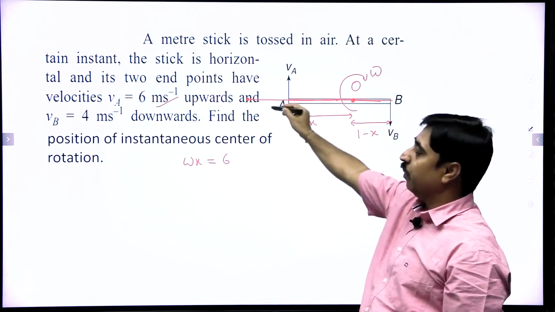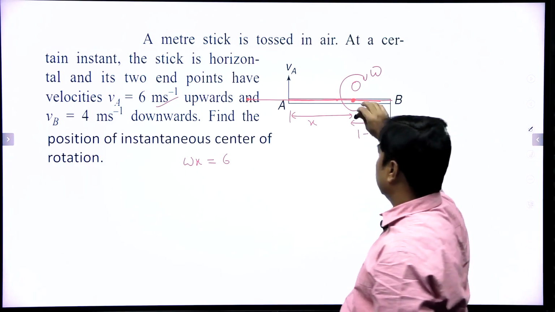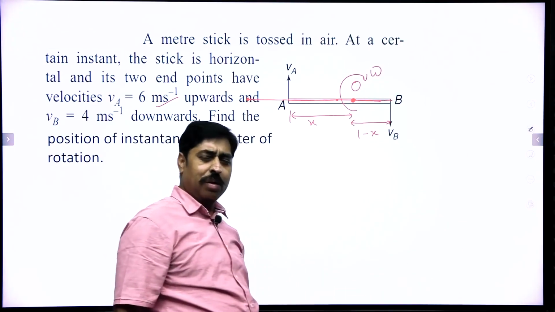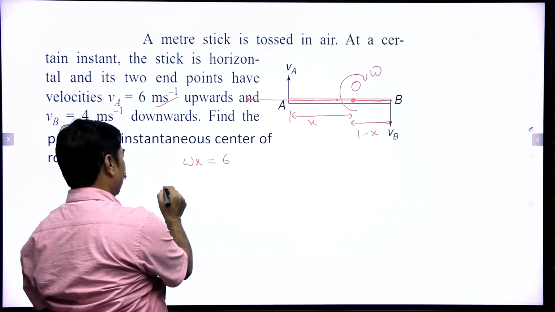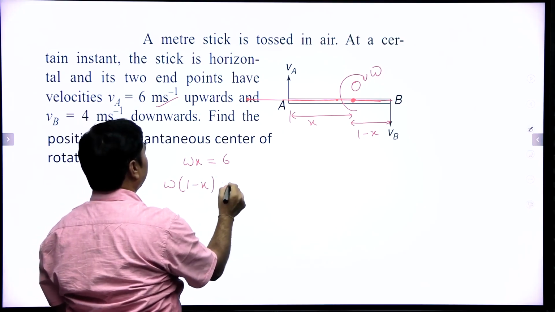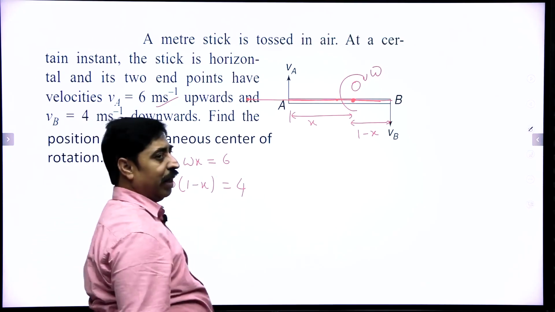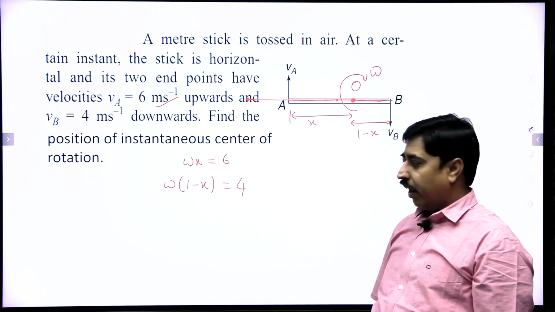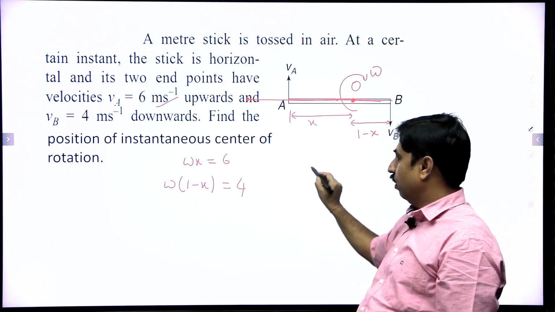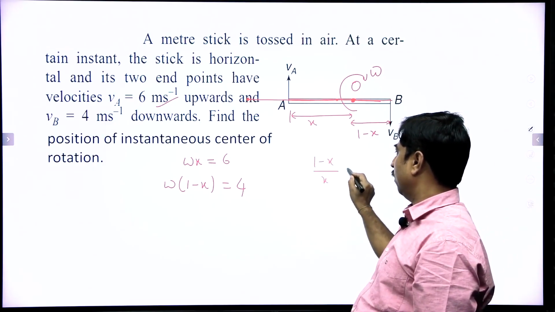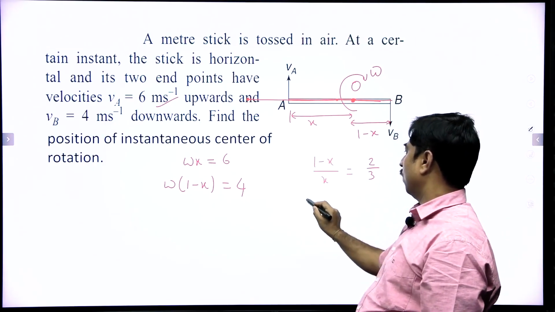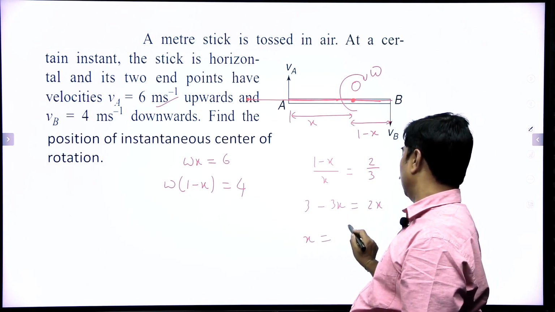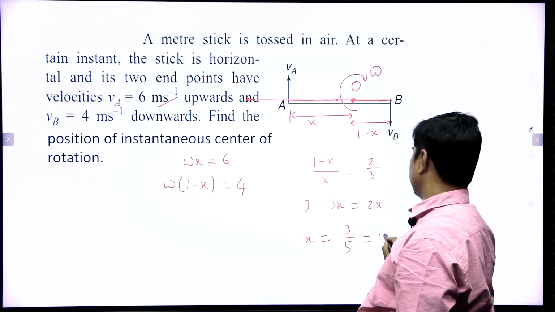This is a meter stick, 1 meter length. So if this stick is spinning like this, velocity of point B of course is downward, and its magnitude will be omega into 1 minus x. What is its magnitude? It is 4. You just eliminate omega between these two equations and you will get the value of x. Like you just take the ratio, 1 minus x upon x is 2 by 3. So 3 minus 3x is 2x. So x is equal to 3 by 5, 0.6 meter.